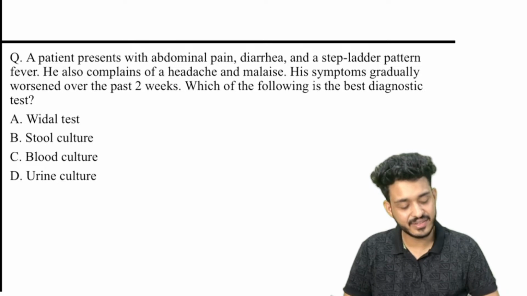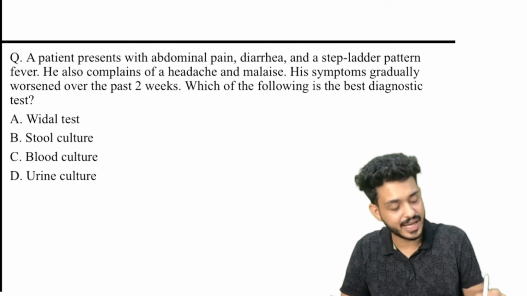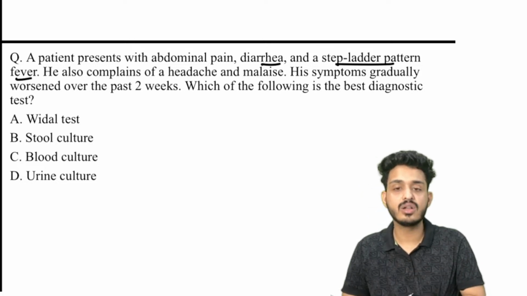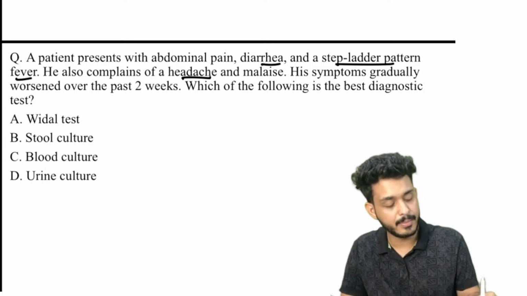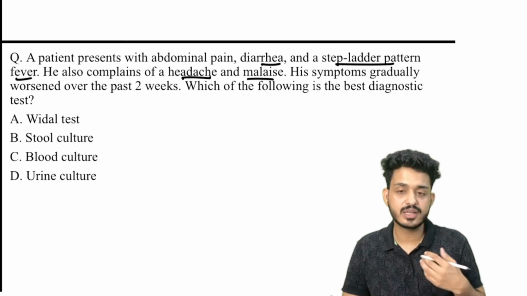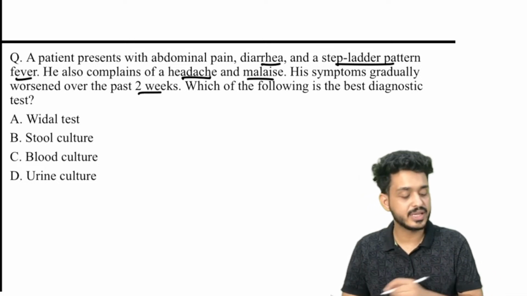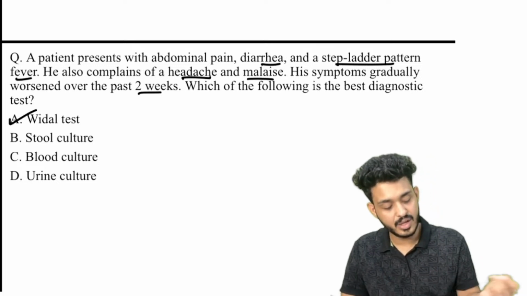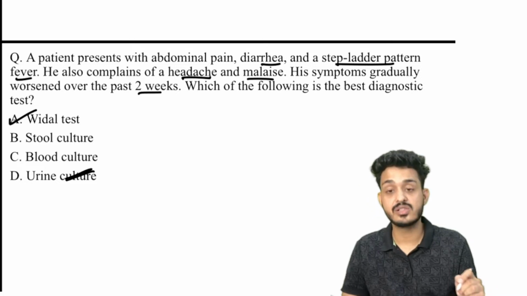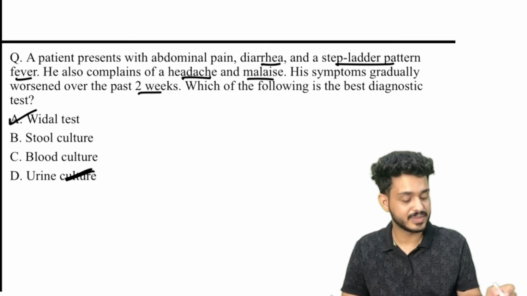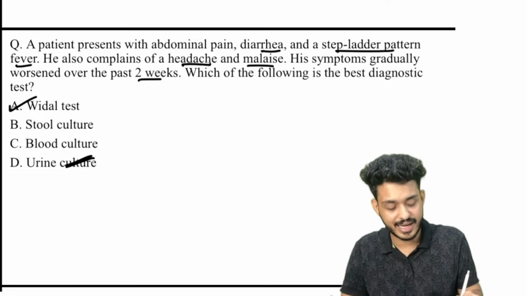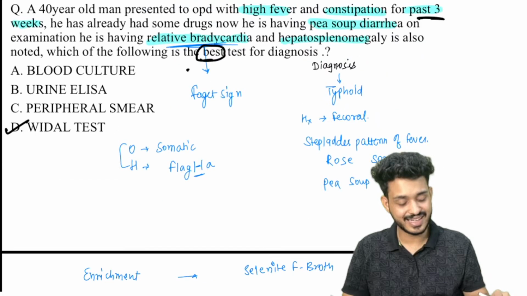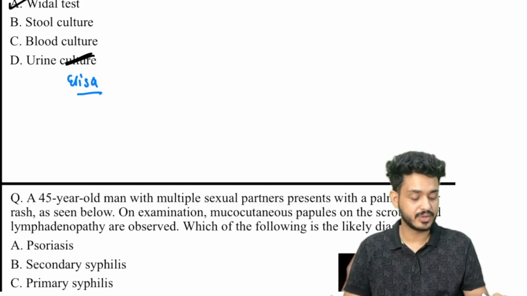A patient presented with abdominal pain. Patient is having diarrhea, step ladder pattern of fever. They are repeating the same question. He also complains of headache, malaise. His symptoms have gradually worsened over the past 2 weeks. Which of the following is the best diagnostic test? Again your answer will be Vidal test. Remember guys, it is not culture. Those people who made the mistake, it is not culture, it is urine ELISA that we are doing.